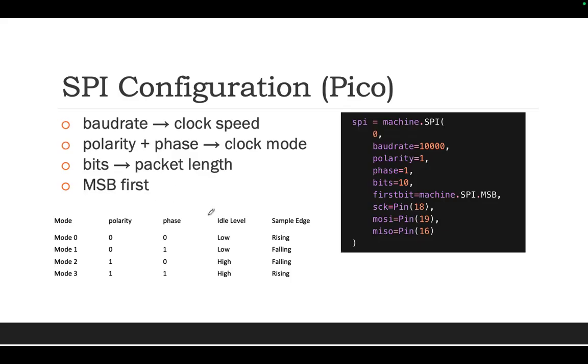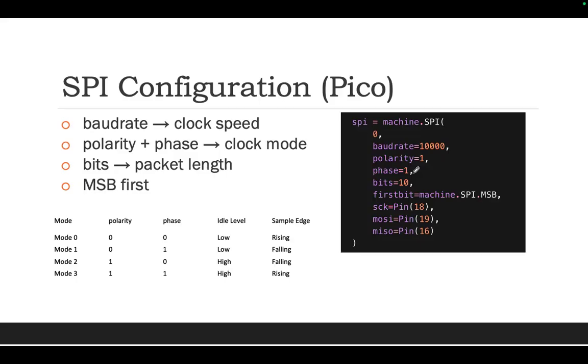Yeah, which means these two decide the clock mode. Okay, let me ask you a question. For now, I just set polarity 1 and phase 1. What is my clock mode? It's going to be mode 3. Yeah, mode 3 for polarity 1 and phase 1. Which means if your Pico is idle, the signal is always high, and when you read data, you read it on the rising edge. That makes sense to you? Yeah, you need to pay attention to that.